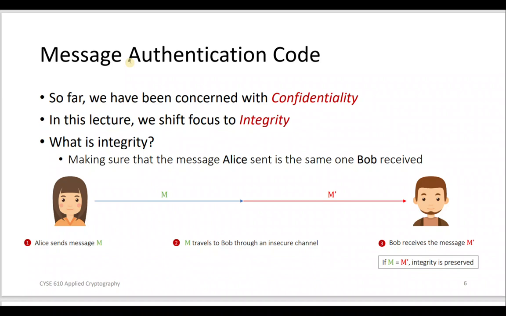But sometimes we care about integrity, and not really confidentiality. So integrity means that the message sent from Alice is received by Bob the same, unchanged, right? So if Alice sends M and Bob receives M prime, then M should equal M prime. Here we say integrity is preserved.